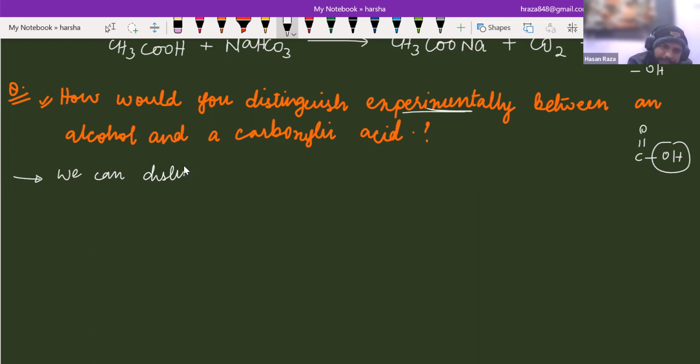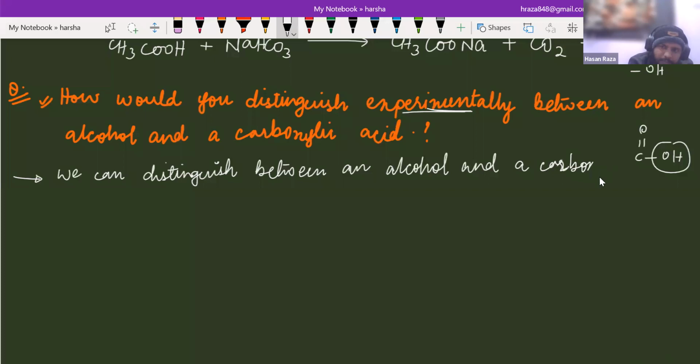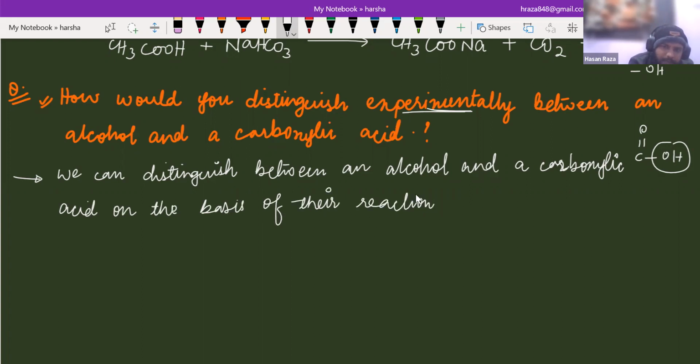We can distinguish between an alcohol and a carboxylic acid on the basis of their reaction with carbonates and hydrogen carbonates. I will explain it first.